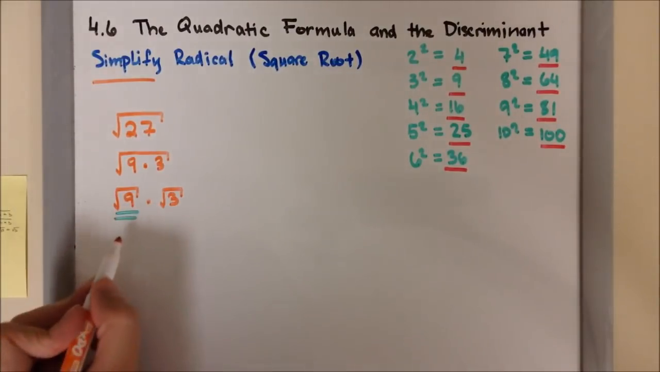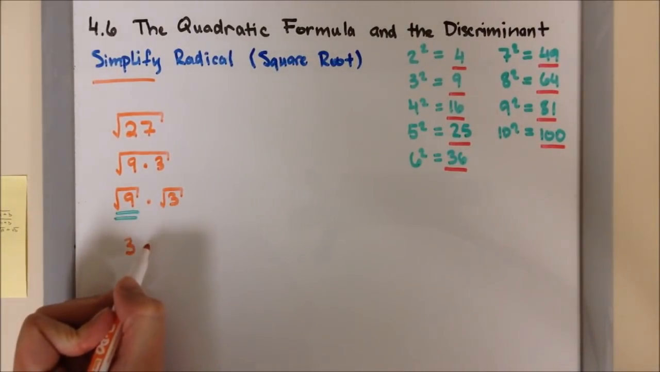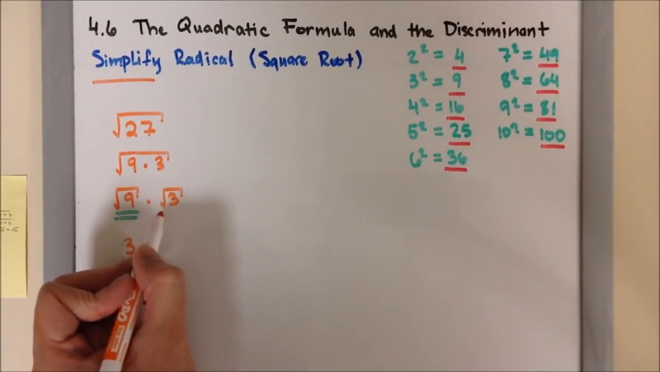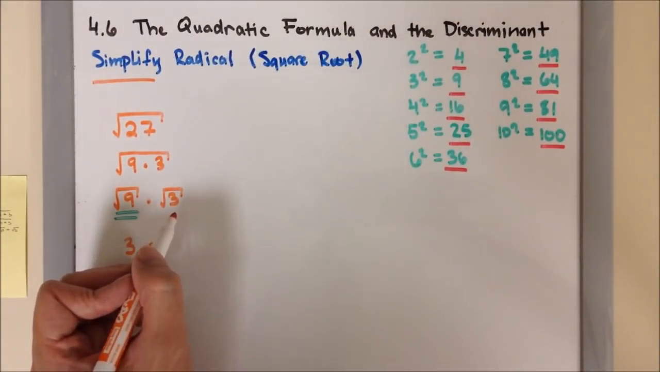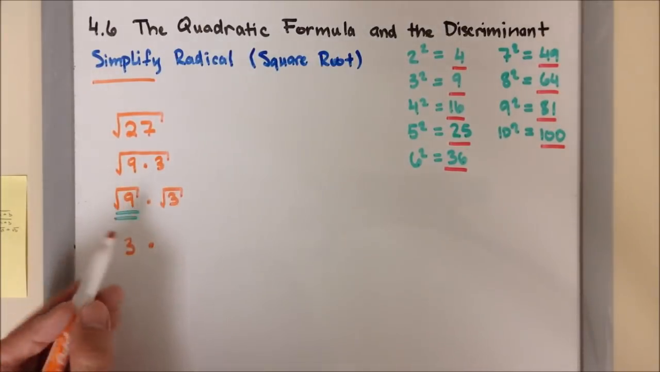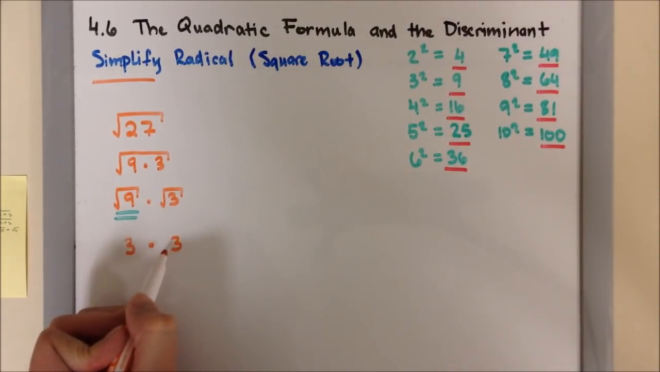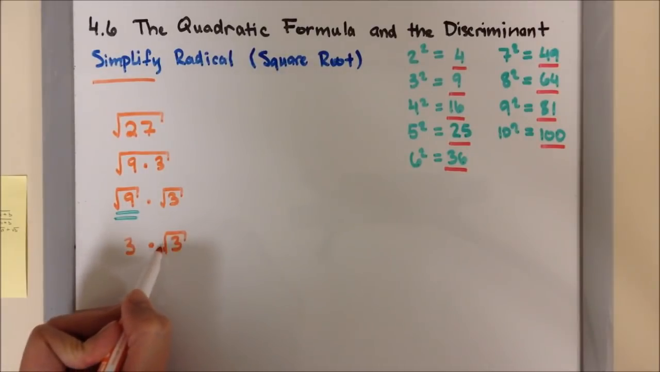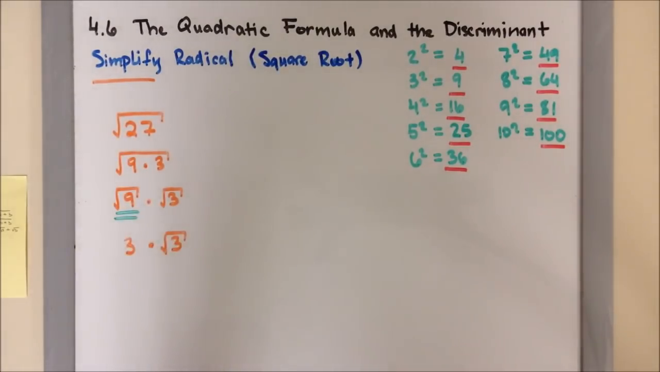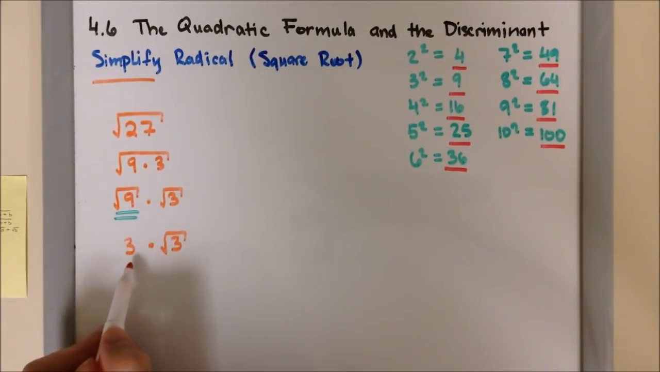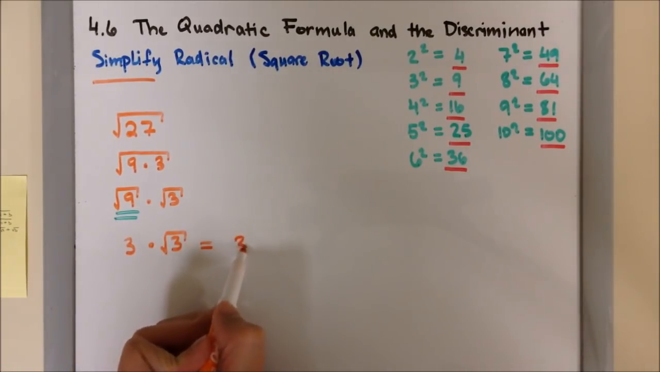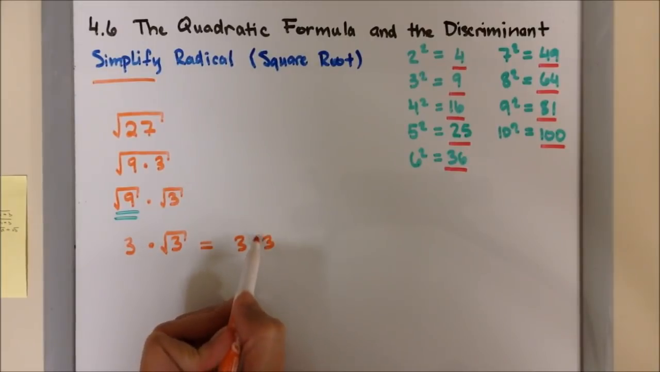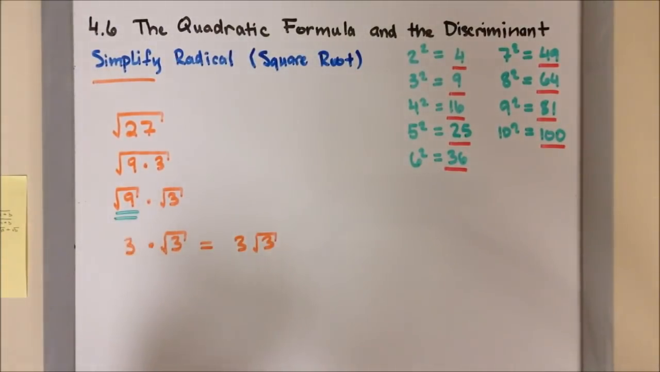So the square root of 9 will be 3, and then I bring down the other one. I cannot simplify the square root of 3. That will be converted to a decimal if you type it into the calculator. So we're going to leave it as a radical. We're not going to change it into a decimal. Leave it in radicals. Now, 3 times the square root of 3 will be 3 square root of 3. And that's my final answer.